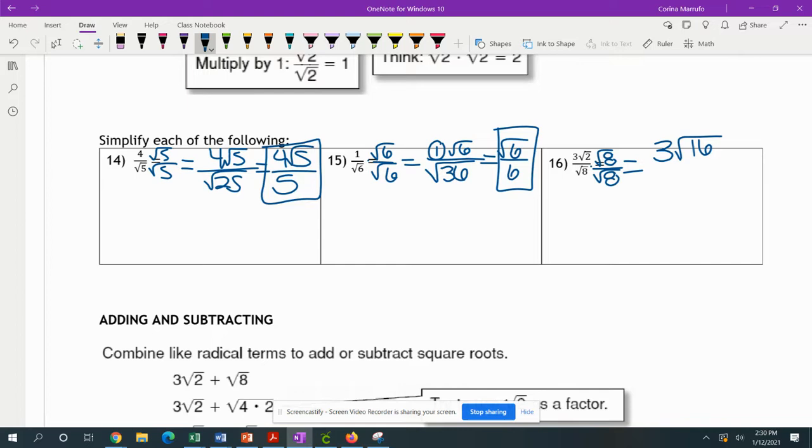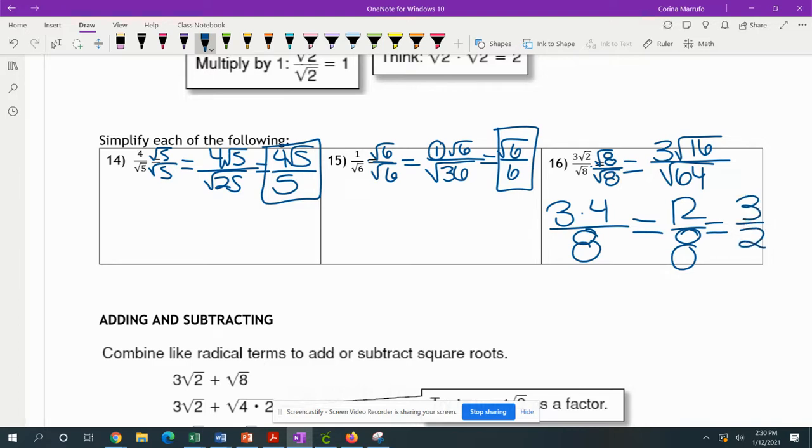And then on the bottom, the square root of 8 times the square root of 8 gives us the square root of 64. Okay, we can simplify this more. We know the square root of 16 is 4, and the square root of 64 is 8. Well, 3 times 4 gives us 12, so we have 12 over 8, and then we can't leave our fraction like this. We have to reduce it, so that means we can divide the top and the bottom by 4, and it gives you 3 over 2.